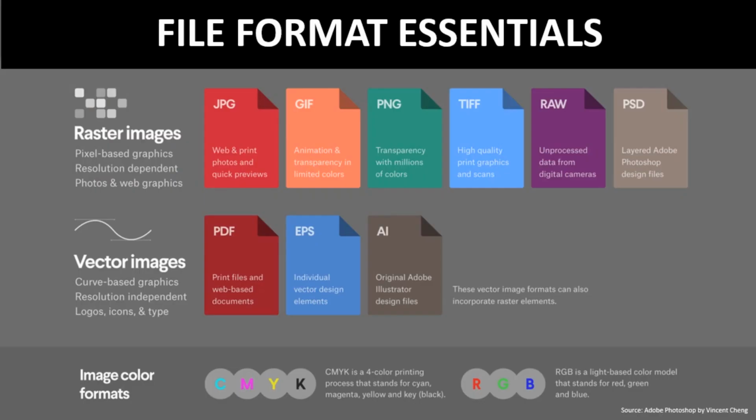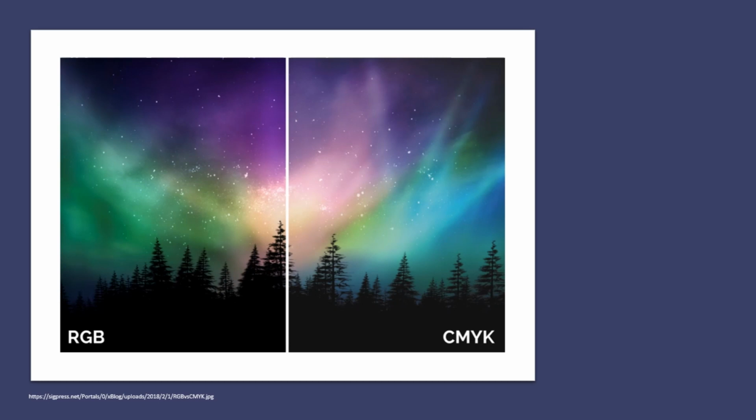Now let us talk about image color formats. Below we have CMYK. It is a 4-color printing process that stands for cyan, magenta, yellow, and key or black. RGB is a light-based color model that stands for red, green, and blue. What is the difference between the two? If you are going to create your design and upload it in the web, you will use RGB. But if you will print it, you will use CMYK.